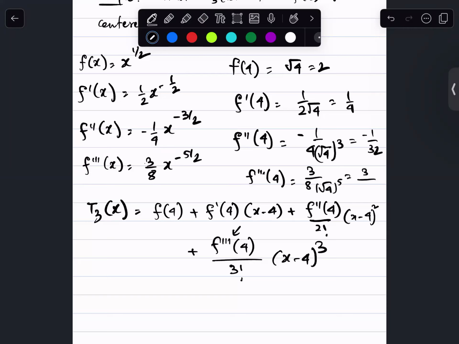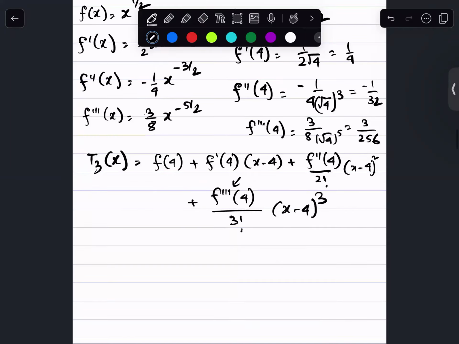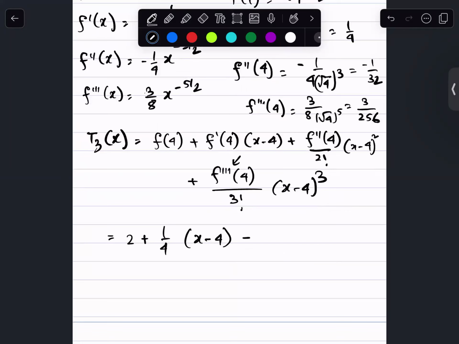So this will be 3 over 256. Okay, now just put all the values in. So 2 plus 1 over 4 (x minus 4) minus 1 over 32, and there is one more 2 because there's just 2 factorial there. Okay, (x minus 4) squared, and then plus 3 over 256 over 3 factorial (x minus 4) to the third.